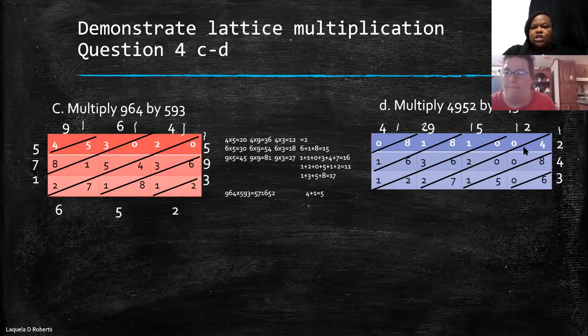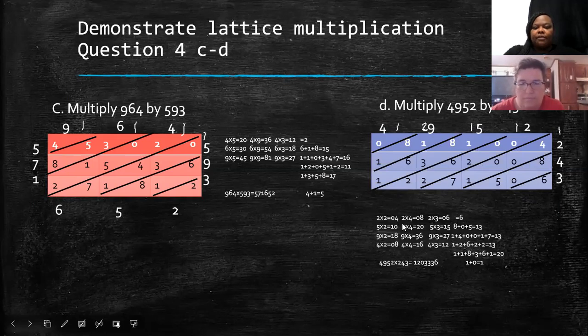Now for D, you'll do the same exact thing. We will do 2 times 2, which gives us 4, as you see. 2 times 5 gives us 10. 2 times 9 gives us 18. 2 times 4 gives us 8. 4 times 2 gives us 8. 4 times 5, 20. 4 times 9, 36. And 4 times 4 is 16. 3 times 2, 6. 3 times 5, 15. 3 times 9, 27. And 3 times 4, 12.